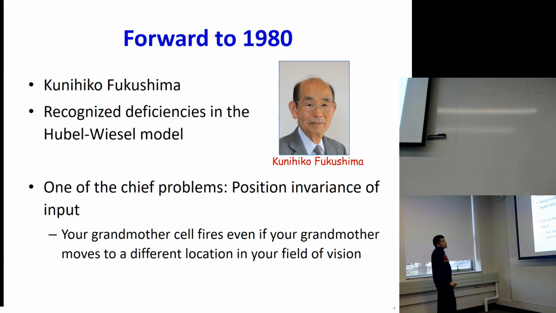So fast forward to 1980 from 1959. This is Fukushima, Kunihiko Fukushima. I don't think that's quite his picture from 1980. I think that's more recent than that. But he computationalized the Hubel and Wiesel model. He also observed deficiencies in the model.